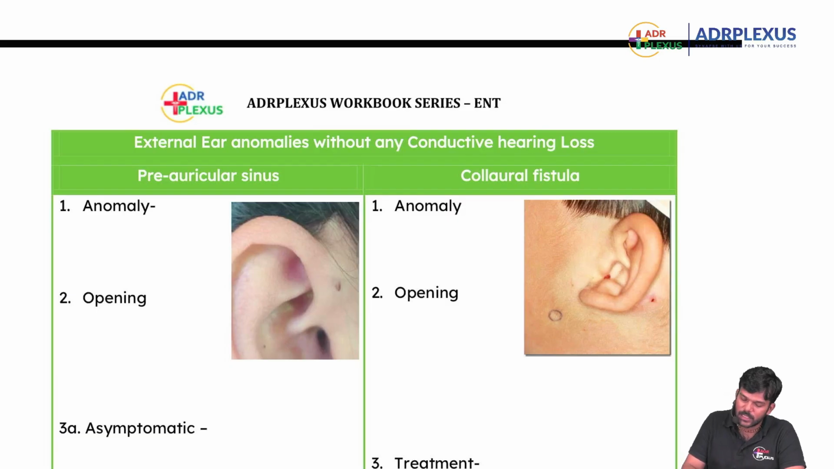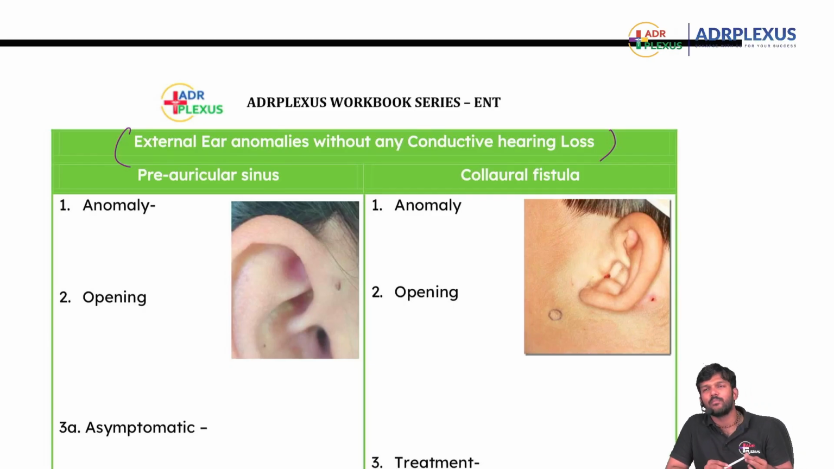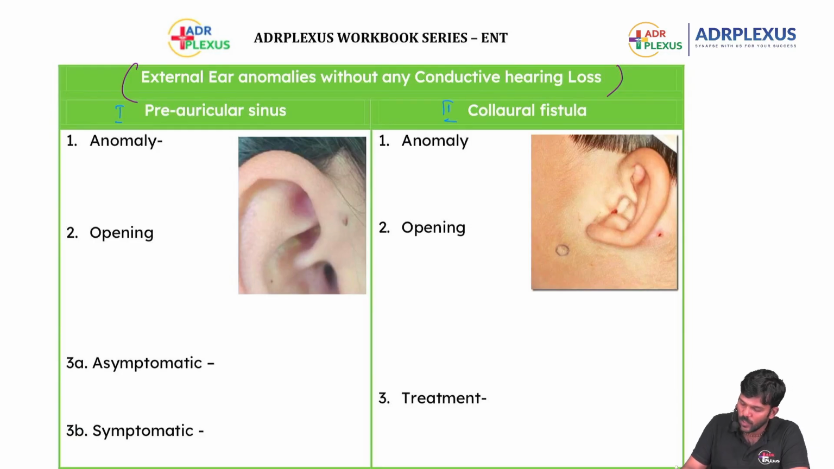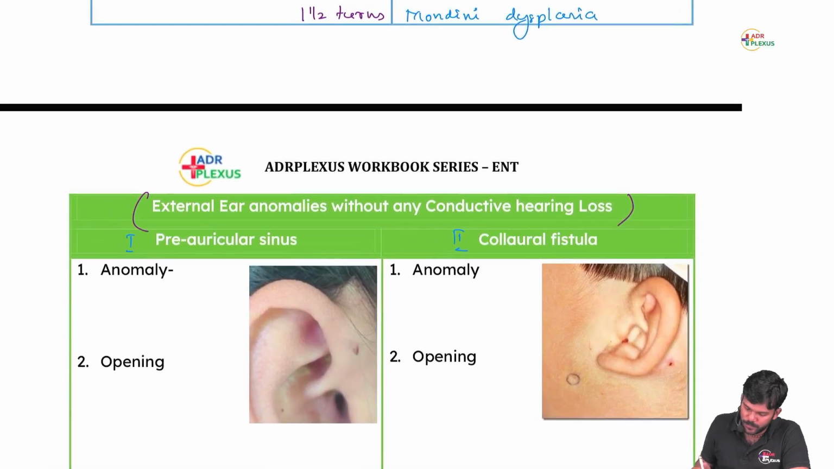So we have external ear pinna anomalies without any conductive hearing loss. These are anomalies, but they will not cause any hearing disturbance. They will cause different symptoms. The first is pre-auricular sinus. The second one is coloboma fistula. So what about this pre-auricular sinus?